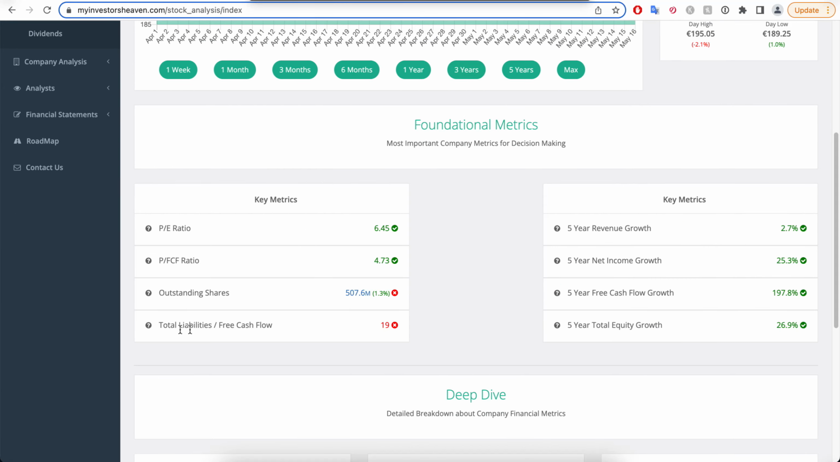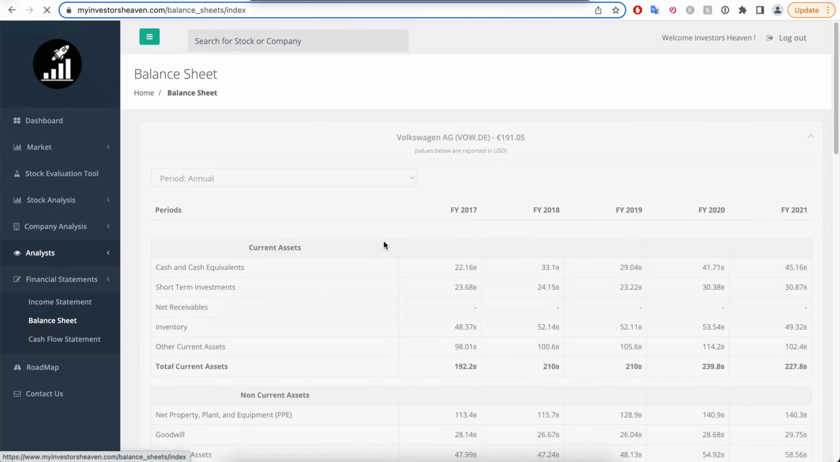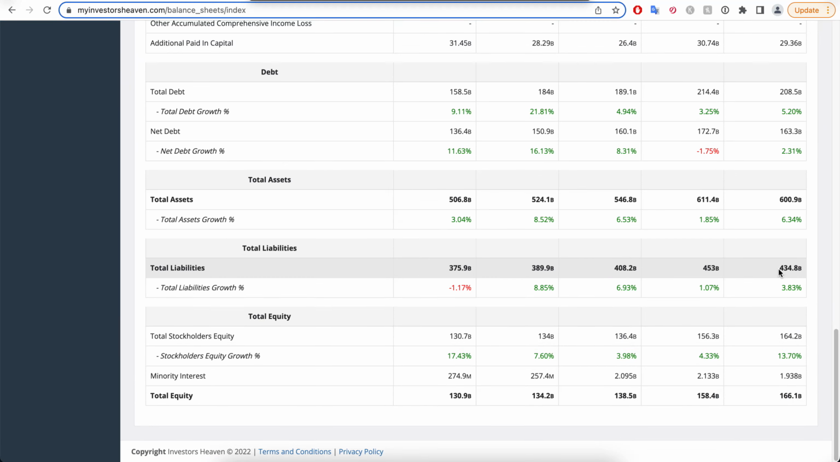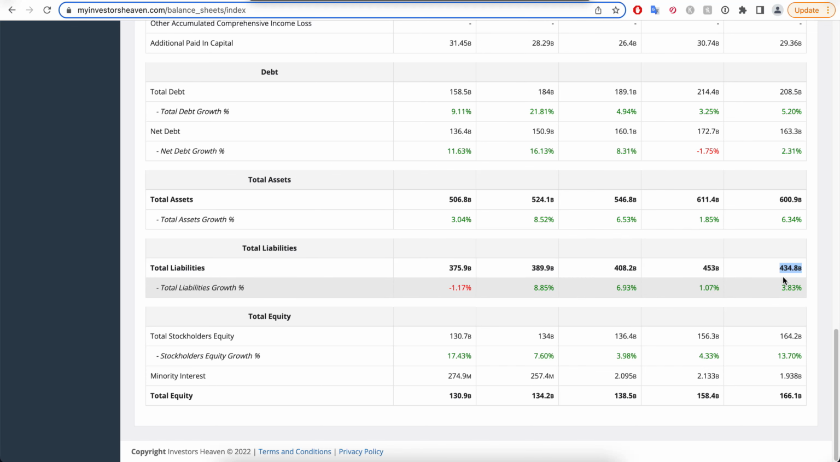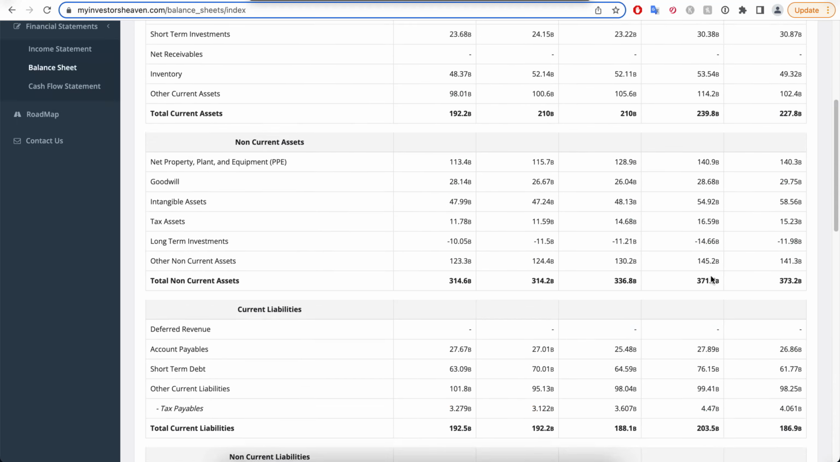Now, the only thing was the total liabilities of the company, which we haven't really examined. But we can go to the balance sheet here and you will see that the total liabilities are quite a lot, 434 billion here. That is a little bit concerning. The company has a lot of debt, as you'll see here, for instance the total debt. They do have a lot of equity too, but they have a lot of debt. So the liabilities are 435 billion here.